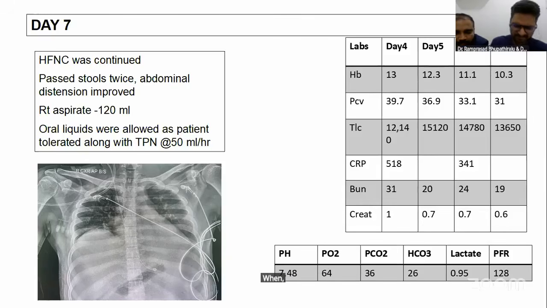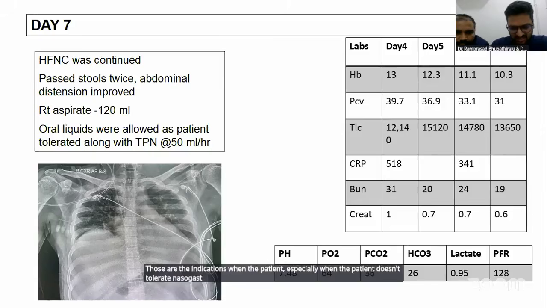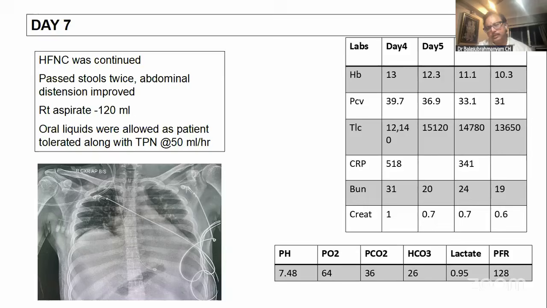When the gastric motility is very low, or when the patient has recurrent vomiting, those are the indications. Especially when the patient doesn't tolerate nasogastric feeds, and when there is high risk of aspiration, nasojejunal feed would give us some advantage. I mean, your patient is having high RT aspirates doesn't mean that the gastric motility is on the lower side.